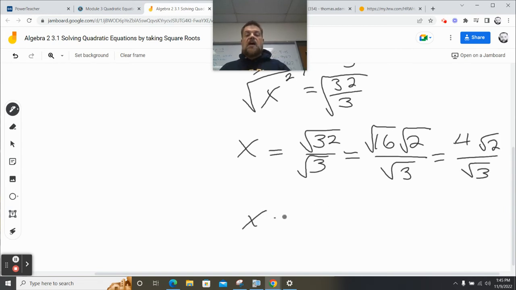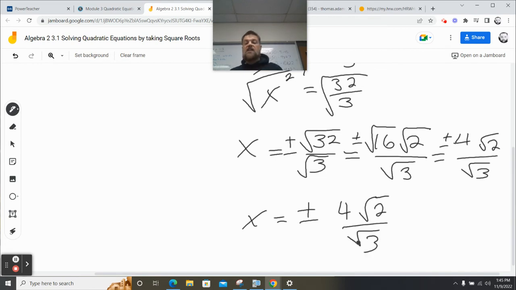And I should probably state that this is plus or minus, right? This whole thing is plus or minus. And I've got 4 times the square root of 2 over the square root of 3.